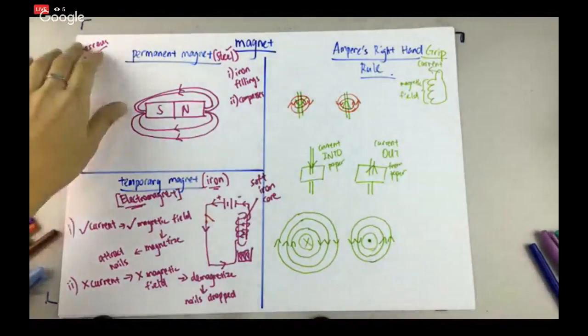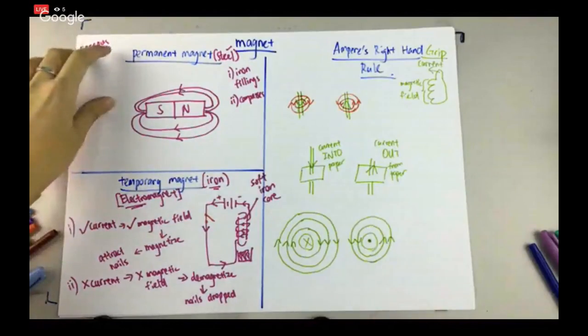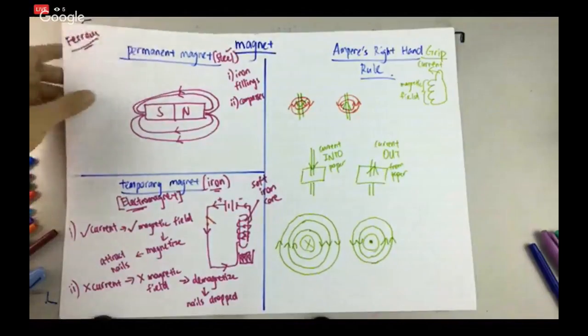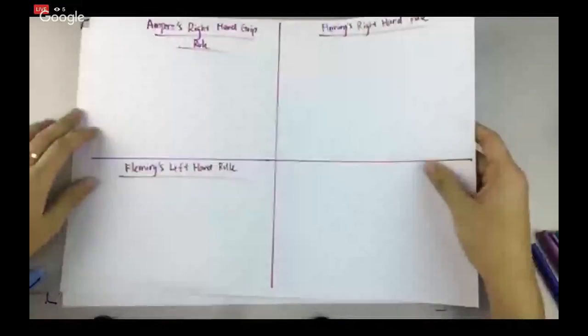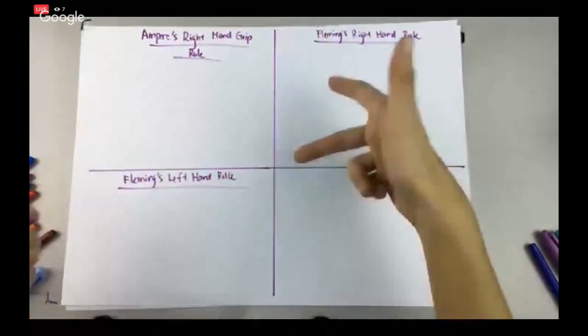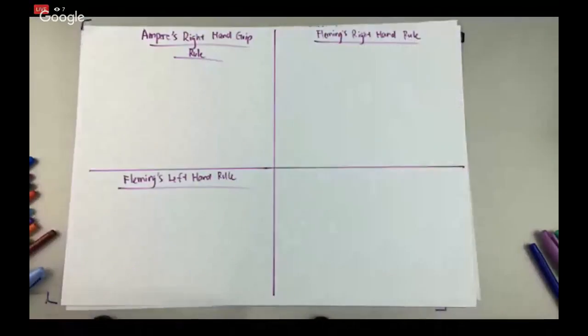Only for magnetic, you'll have this first law, about the right hand grip rule. Then after that, you actually have a few more. Besides your right hand, you need to use your left hand and another right hand again. So let's check. What is the function of Ampere's right hand grip rule? It is to find the direction of magnetic field.